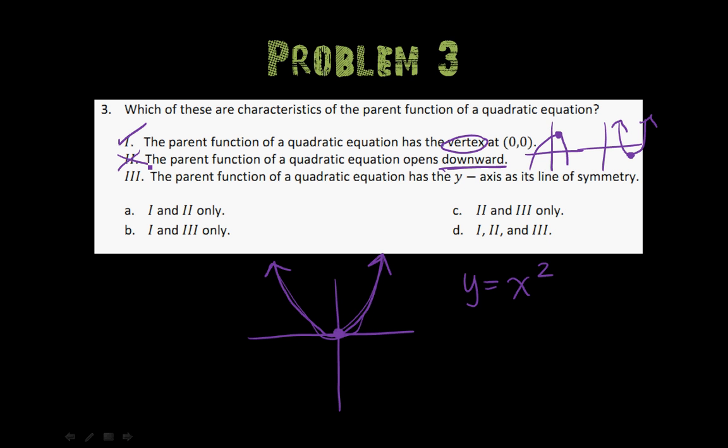And then the last one, the parent function of a quadratic equation has the y-axis as its line of symmetry. So here's your y-axis. Line of symmetry is where you could fold the parabola over and have it look exactly the same. So if you folded it over here, this leg right here would lay right on top of this leg right here. And so this is your axis of symmetry. So that works, or your line of symmetry. So that means that your answer is 1 and 3 only.